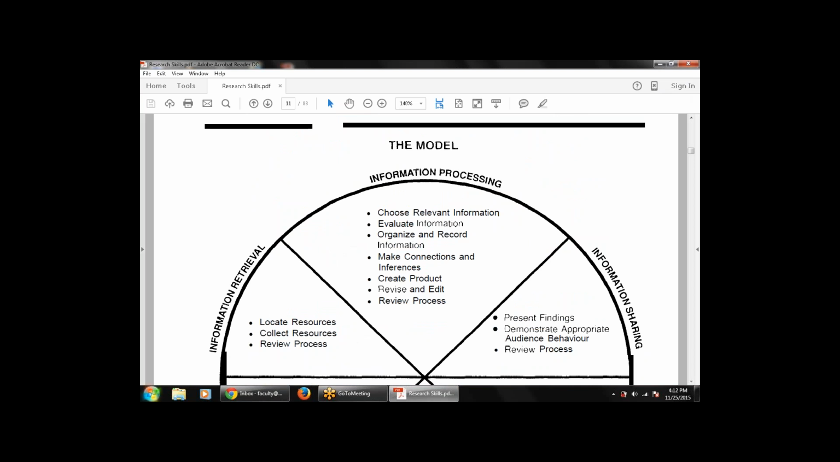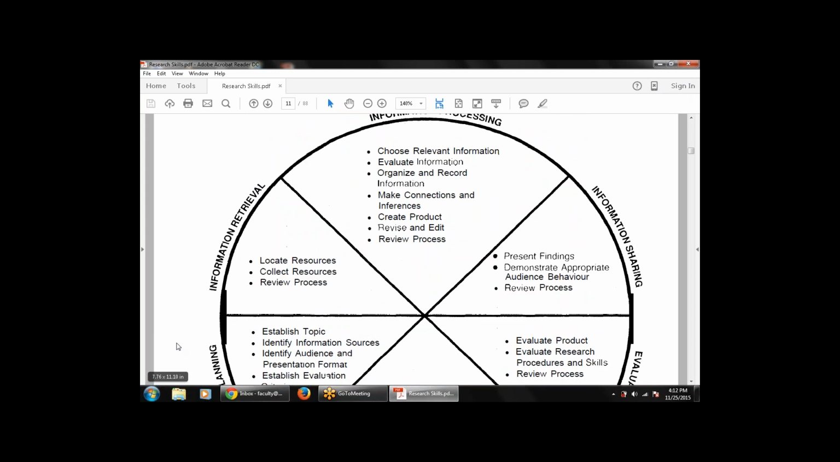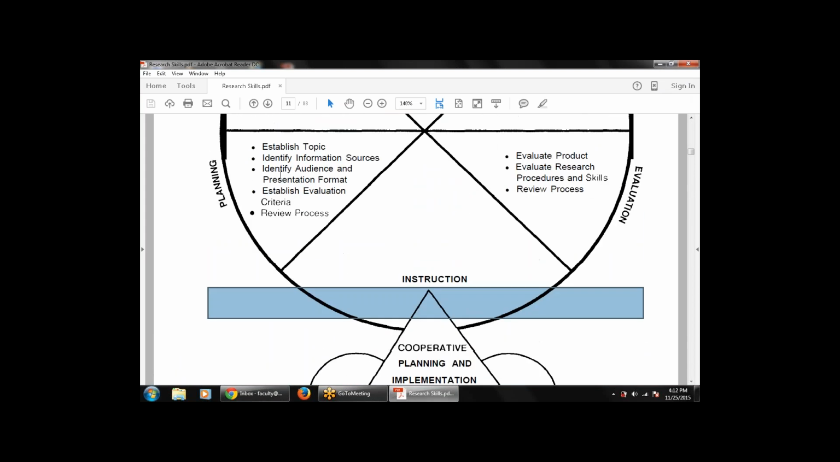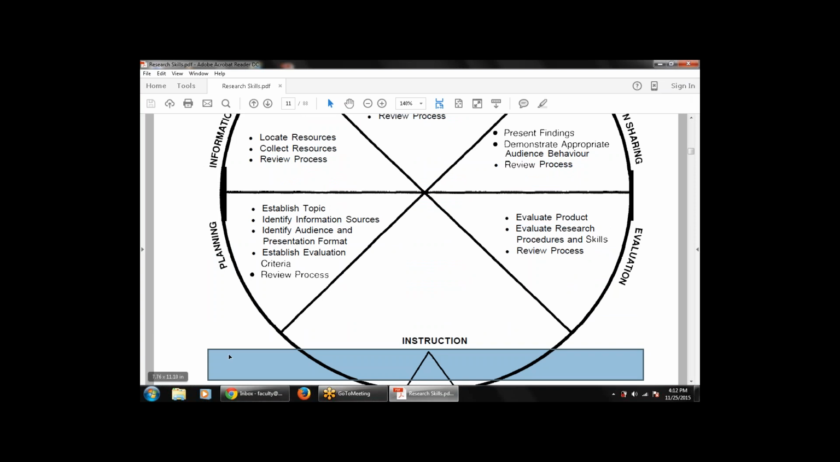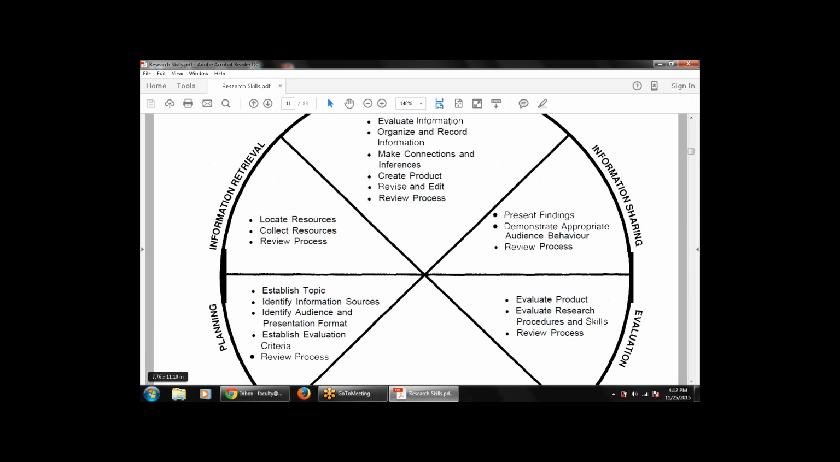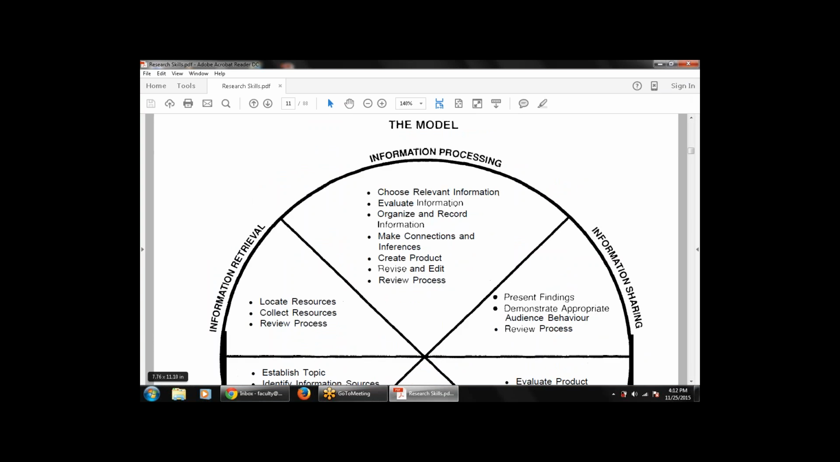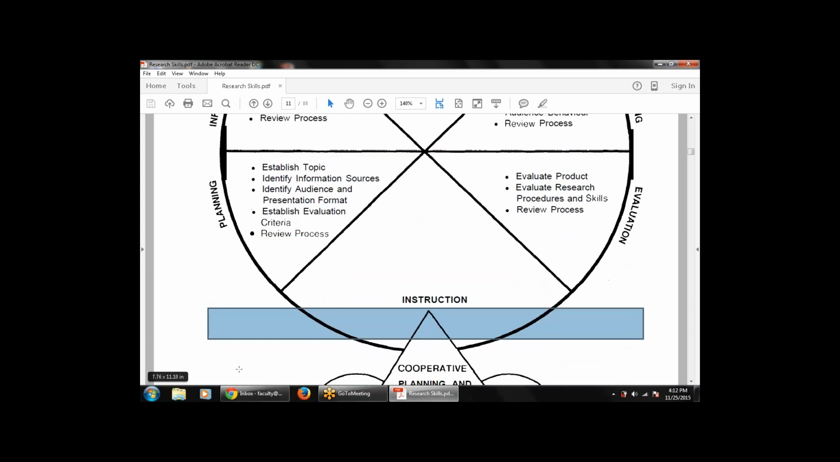That starts with the planning, then information retrieval, then information processing, then sharing, then evaluation. So there are 5 stages: one is the planning, then information retrieval, then information processing, then information sharing, and at last the evaluation.